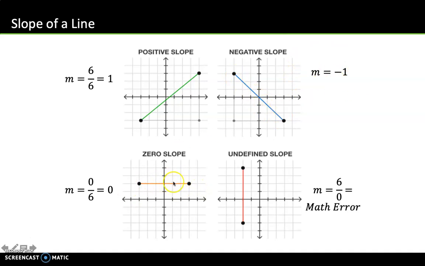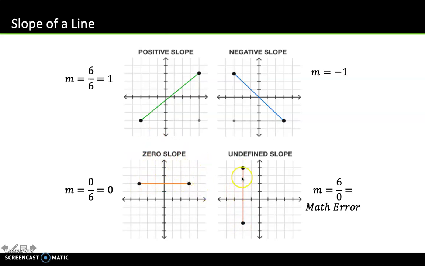So this is called a zero slope because our run is going to be the one going across, so 1, 2, 3, 4, 5, 6. But the rise, the line doesn't go up the way at all. There's no rise, it stays horizontal. So the rise is 0 and the run is 6. Any 0 divided by any number is always 0, and that's why it's called a zero slope. So any horizontal line is always going to have a slope of 0.